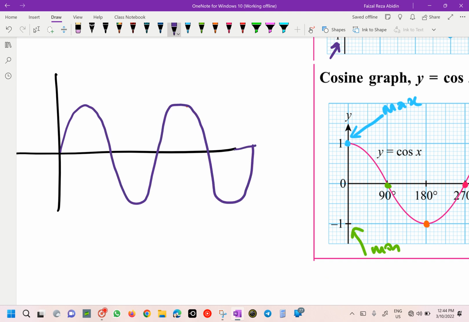How many periods we have over here? We have 2 periods. Okay, how do I get like this? Later we are going to get this one. How? By changing our B value. What is B? Y equals A sine Bx plus C. Later, wait. After this.